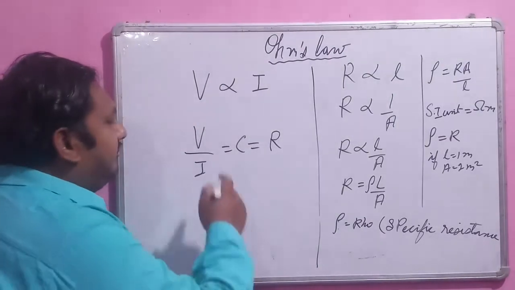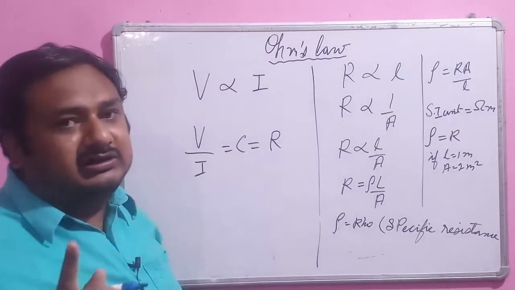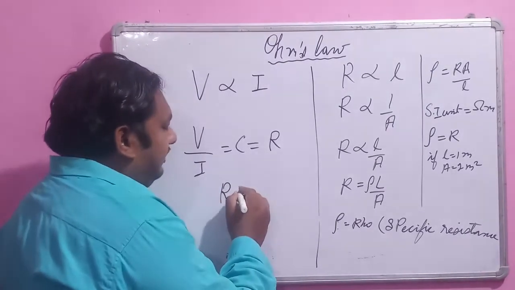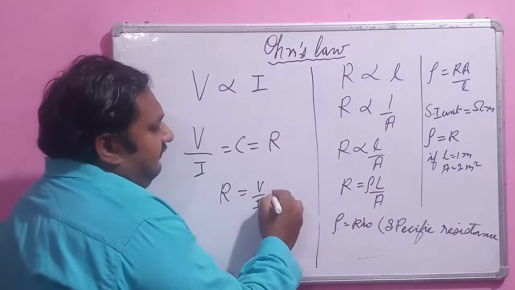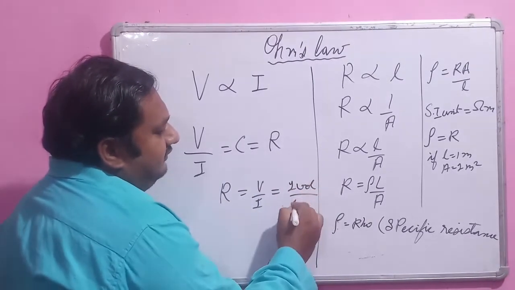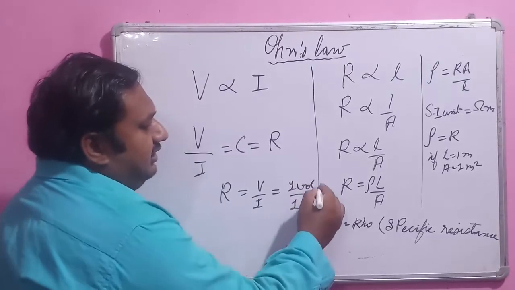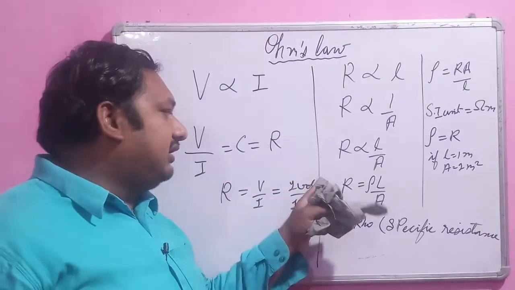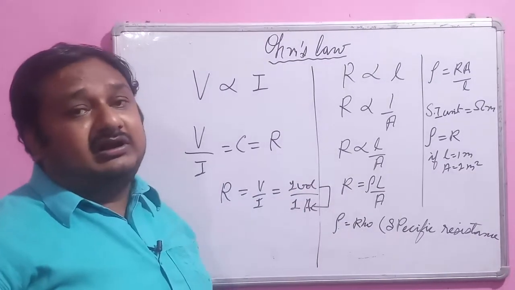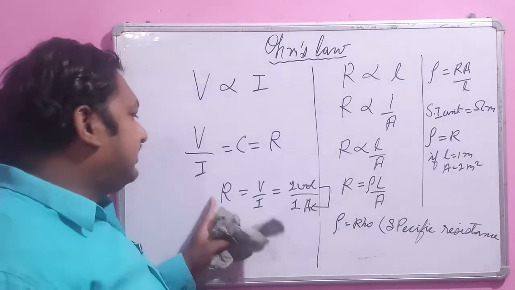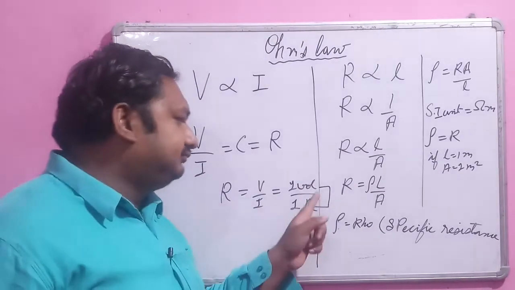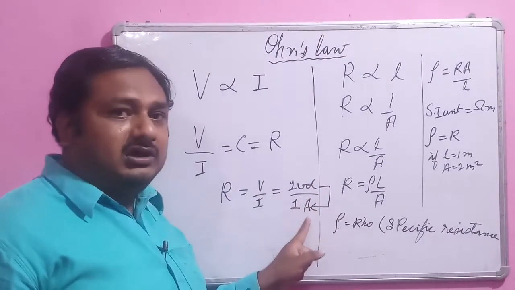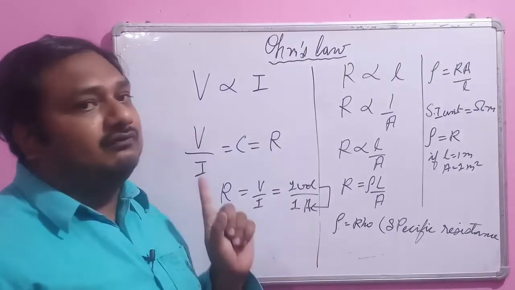Okay, so when is the conductor said to have 1 ohm resistance? For that we consider R equal to V upon I. If we maintain a potential difference of 1 volt, and for that 1 ampere current flows in the conductor, then we say the resistance is 1 ohm. Here, if the potential difference is 1 volt, due to which 1 ampere of current is flowing, then we say the resistance of the conductor is 1 ohm.